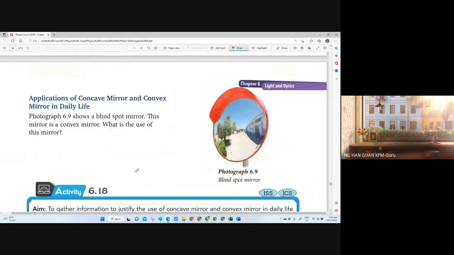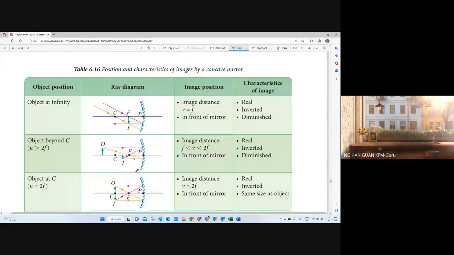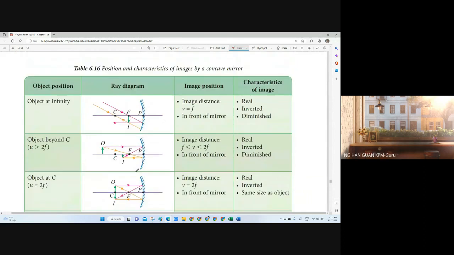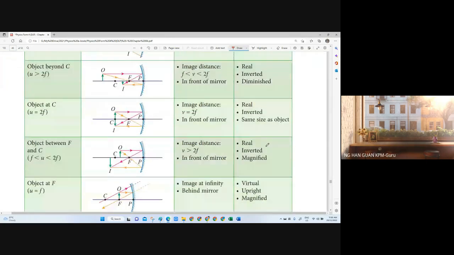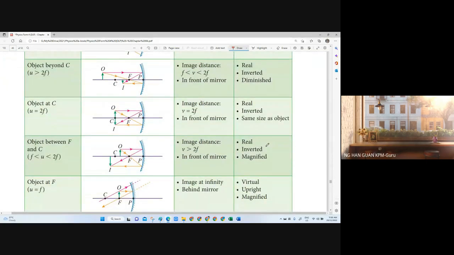All right. As usual, my students, you shouldn't memorize all the different object distances to know the characteristics of the image formed. You must find a way to understand it by the drawing or by calculations. This one also we can do by calculations to know the characteristics of the image formed. So I'm going to show you that first before I go through the drawing.